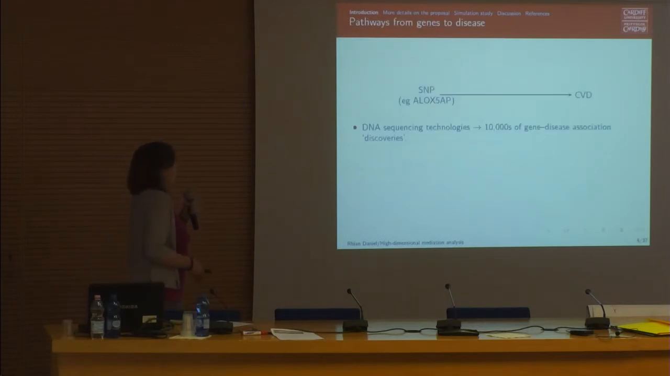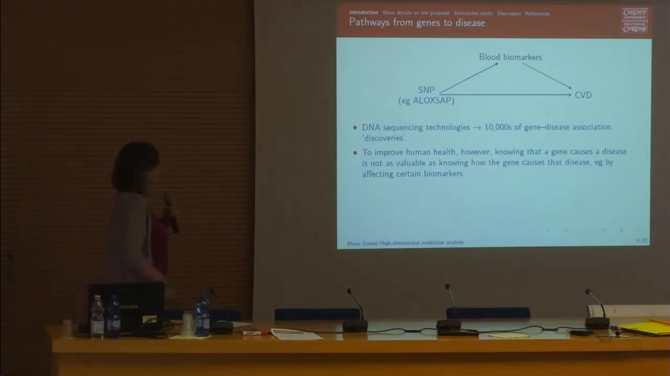So as everybody knows, the recent advances in DNA sequencing technologies have led to this sort of genomics revolution where we now have tens of thousands, if not more, of known sort of robust gene-disease association discoveries. And some people argue, and I'll say a little bit more about this in a moment, that knowing that a gene causes a disease is not as valuable as knowing how the gene causes that disease. In other words, for example, by perhaps affecting some blood biomarkers that go on to cause, let's say, cardiovascular disease based on some known SNP.